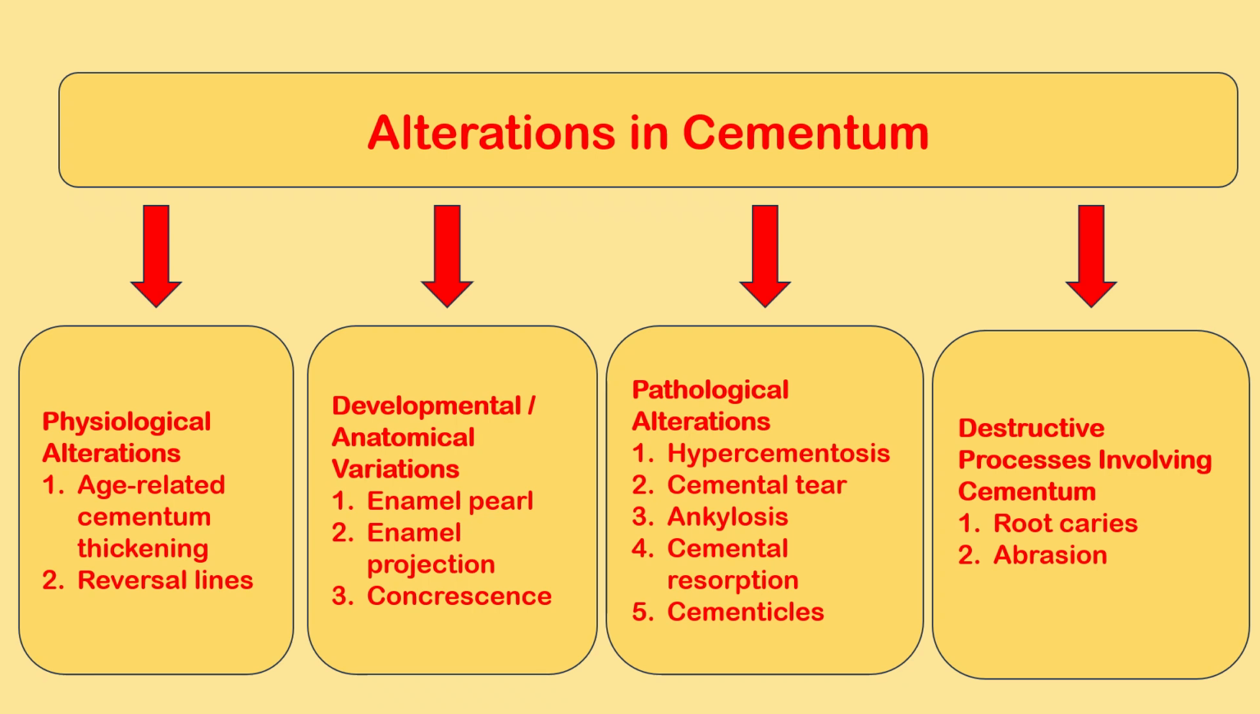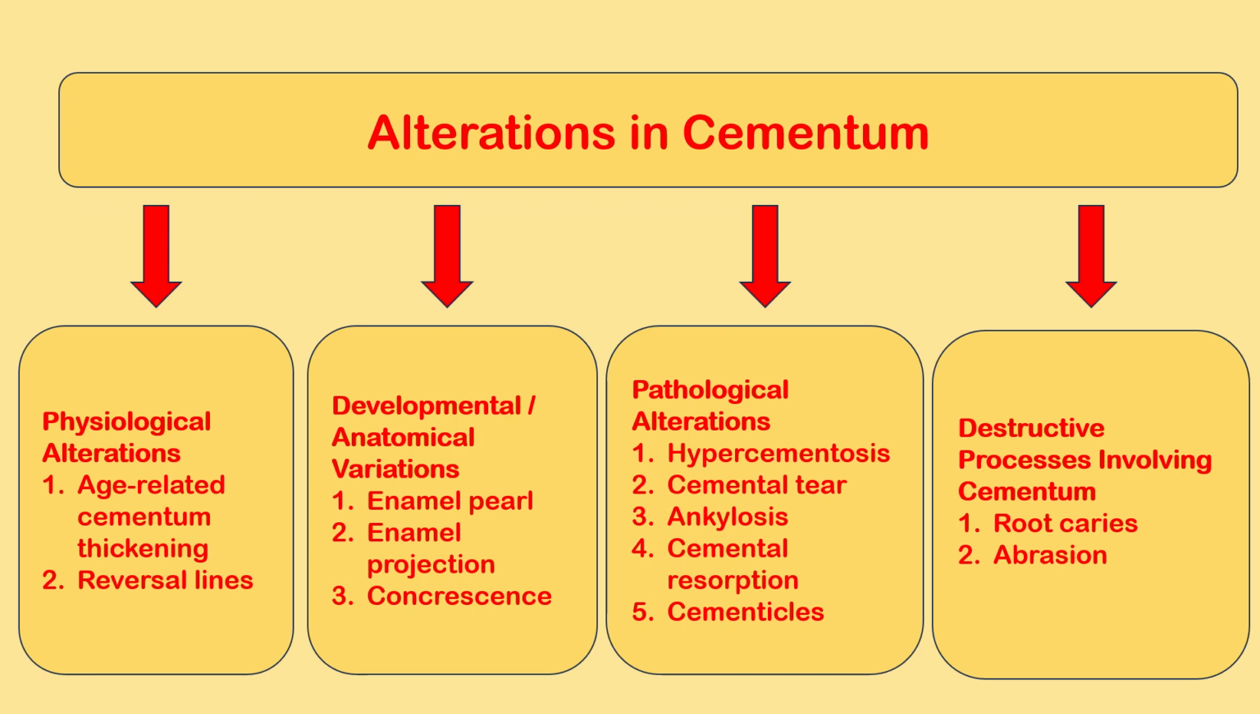That is, first category is physiological alterations such as age-related cementum thickening and reversal lines, which are normal changes that occur with aging and tissue remodeling. Second category is developmental or anatomical variations, which include enamel pearl, enamel projection, concrescence. These alterations are formed during tooth development.